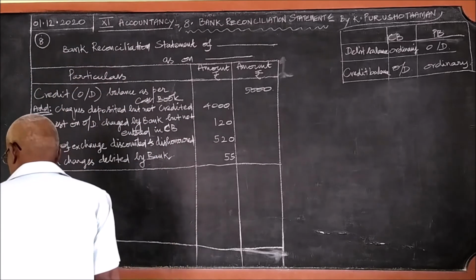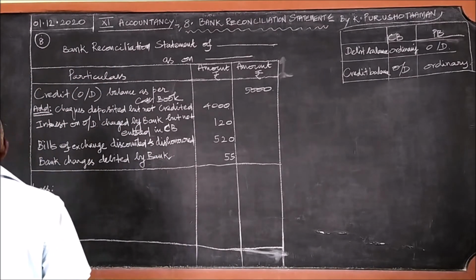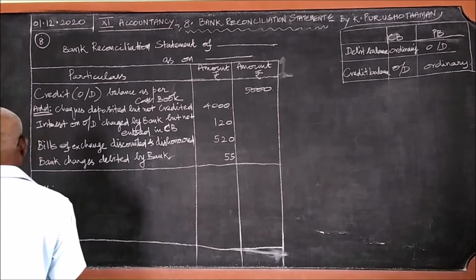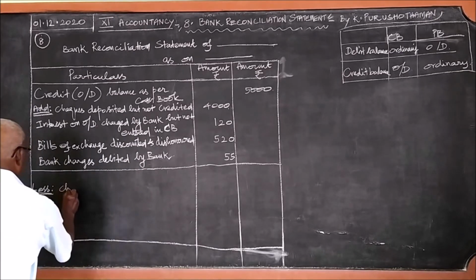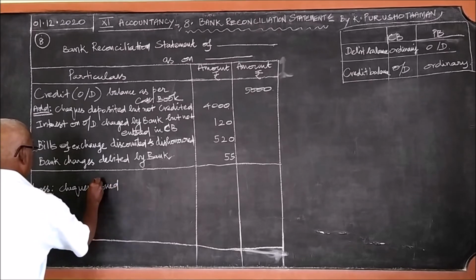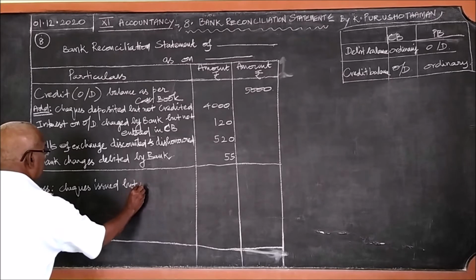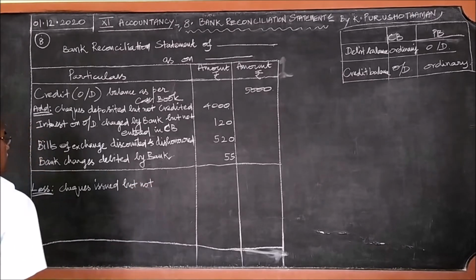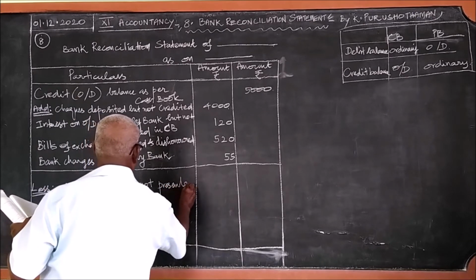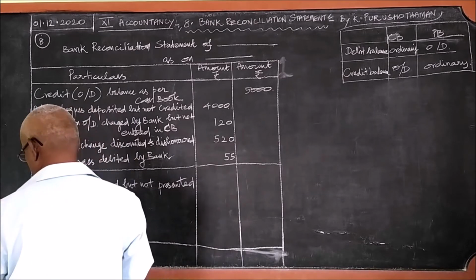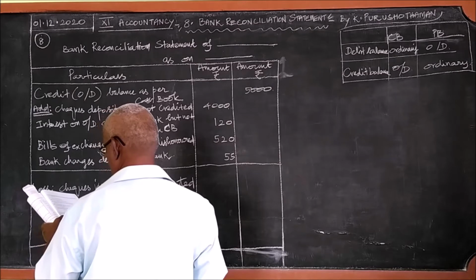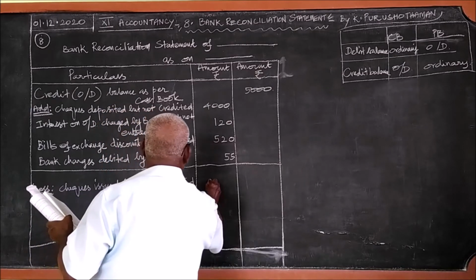Then the items to be minused. Checks issued but not presented. Checks issued but not presented. 3,000.